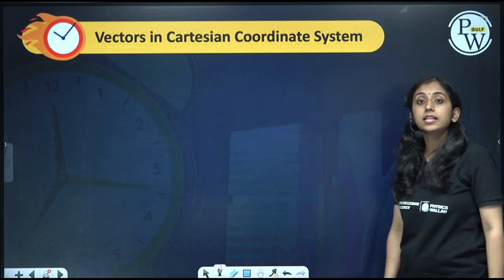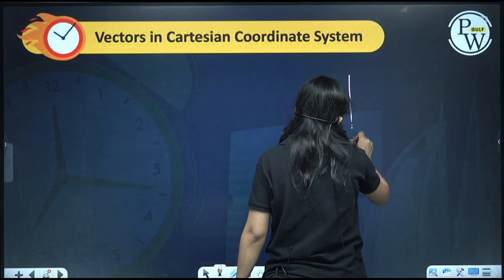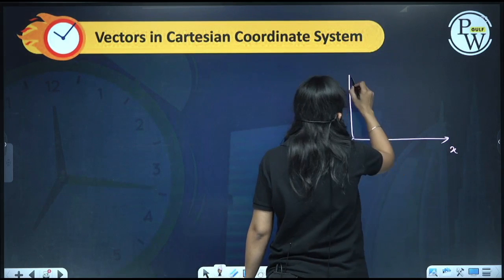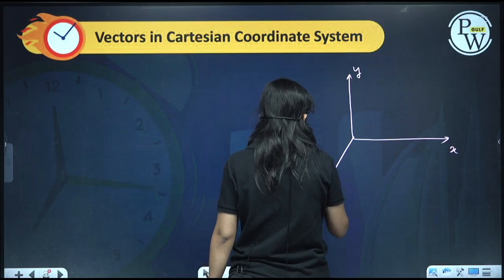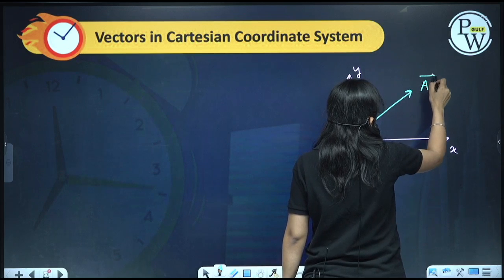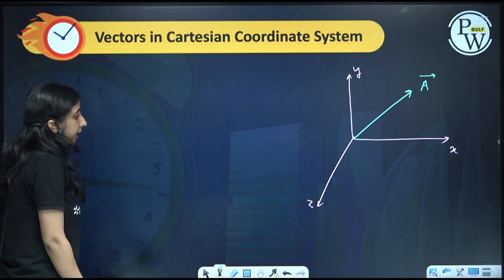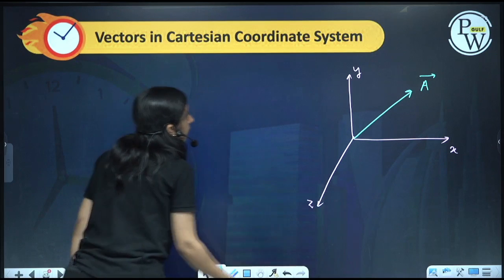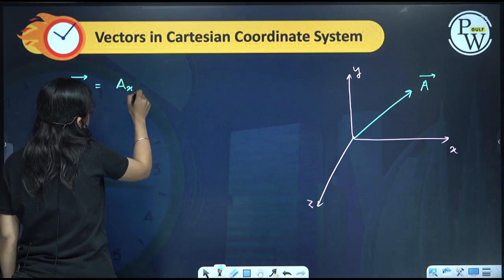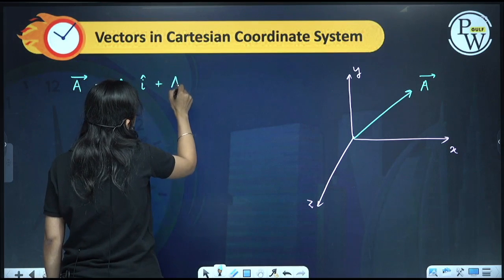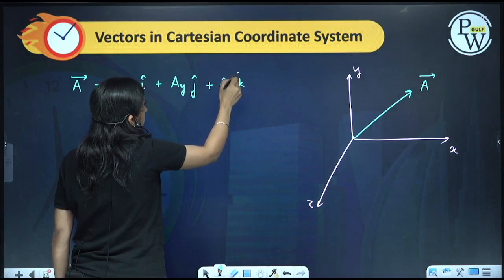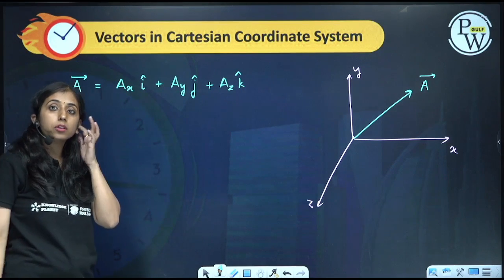Now see vectors in the Cartesian coordinate system. This is my Cartesian coordinate system x, y and z. We have a vector A like this. Then vector A in the Cartesian coordinate system is written as Ax i cap plus Ay j cap plus Az k cap. Now what are Ax, Ay, Az and what are i, j, k?